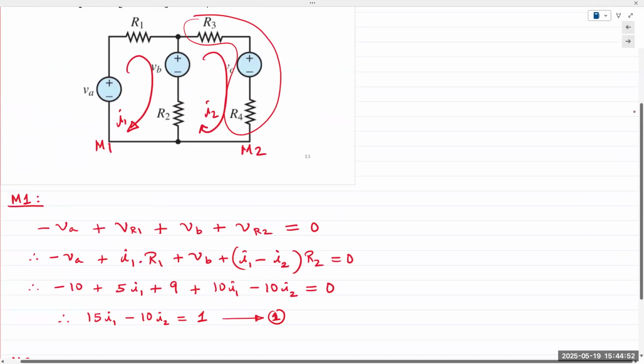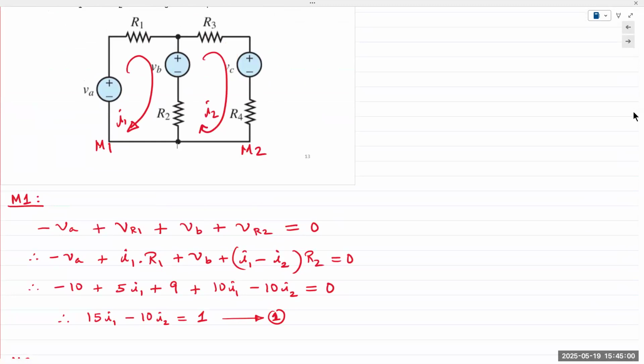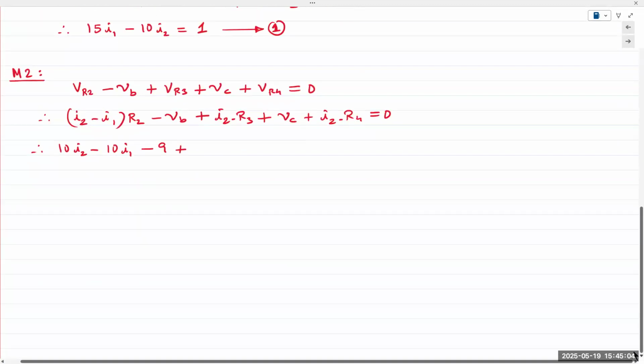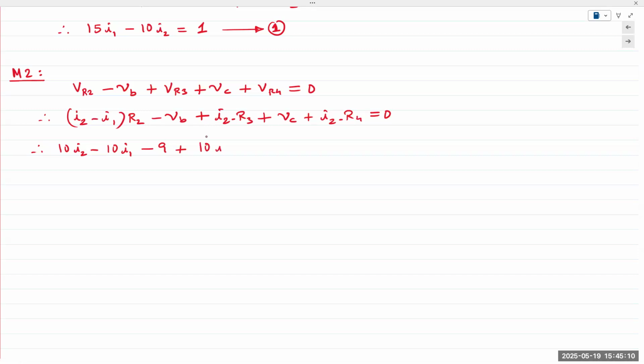R3 and R4 are in the same series branch. Even though they are connected on either side of the power supply, it's still the same branch, meaning the same current flows through them. So they are technically in series. So R3 and R4 can be combined. You can say that those are 5 plus 5, 10 ohms. So 10 times I2 plus VC is 1 volt is equal to 0.